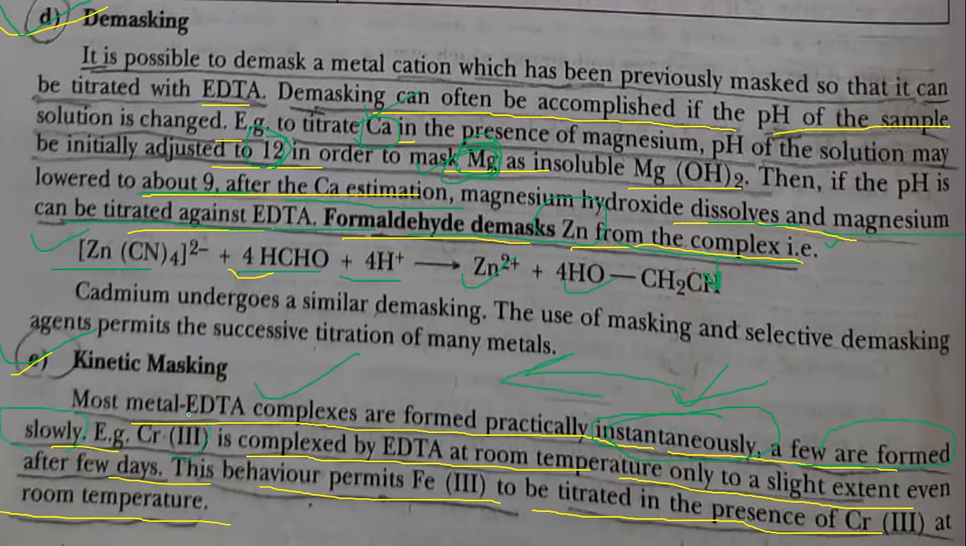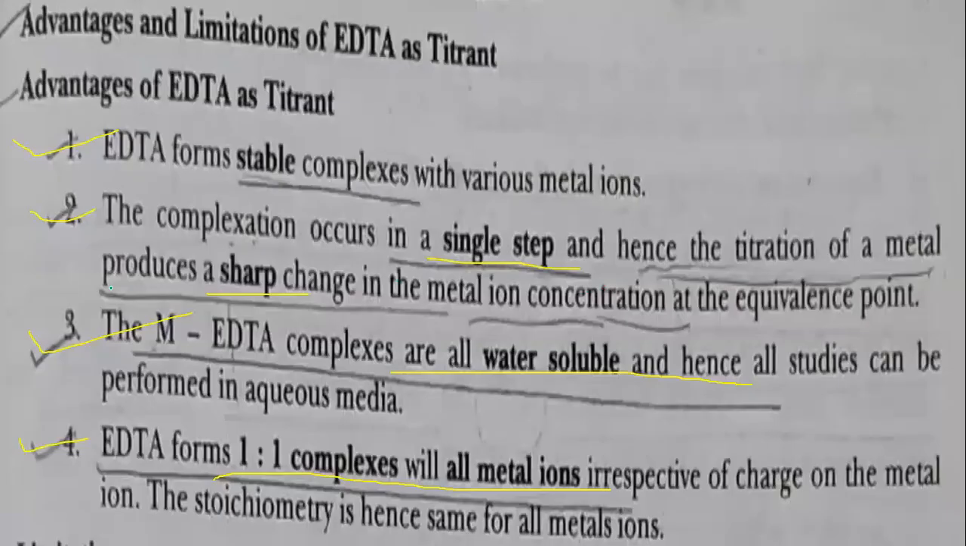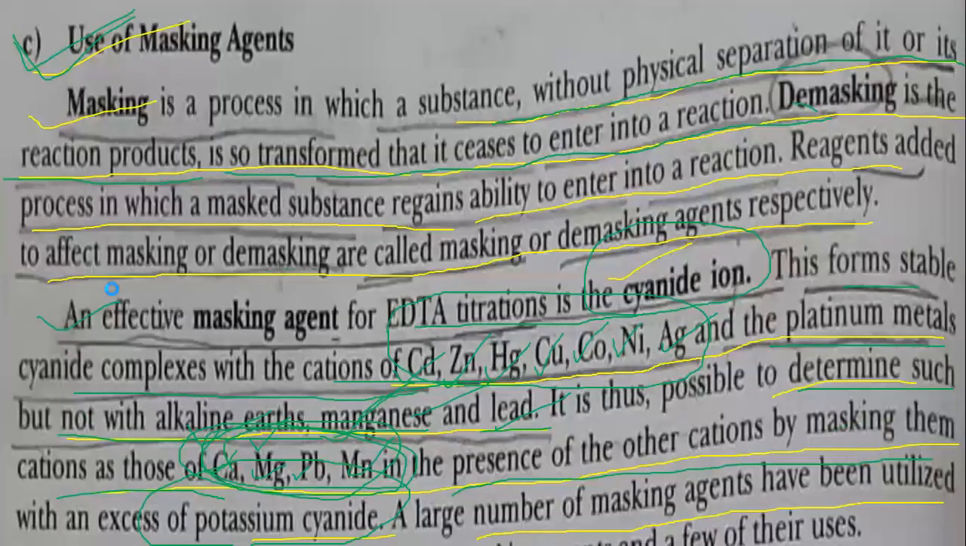For example, Cr3+ complexes with the EDTA at room temperature only to a slight extent, even after a few days. It takes a few days to form a complex. But Fe3+ forms a complex quickly or instantaneously. Okay, so we can analyze the Fe3+ very quickly from a solution of Fe3+ and chromium 3+.